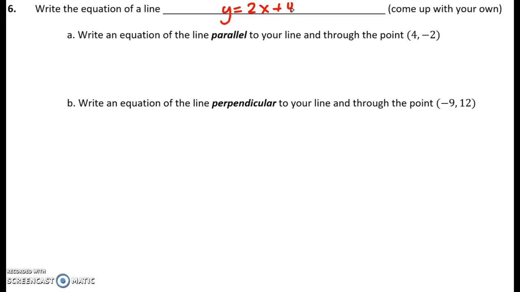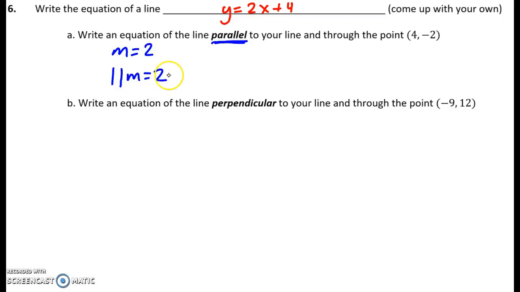In part A it says write the equation of a line that is parallel to your line through the given point. Now it does not tell you that you need to write this equation of a line in slope-intercept form or point-slope form. As long as I know that I have parallel lines, they must have the same exact slope. So the slope of my current line is 2, so I know that my parallel slope also needs to be 2.